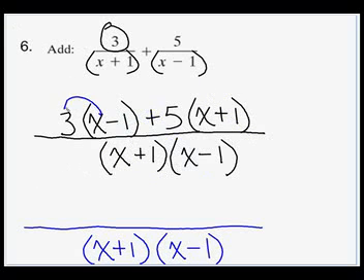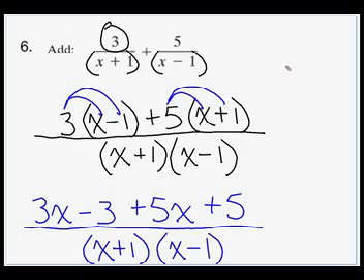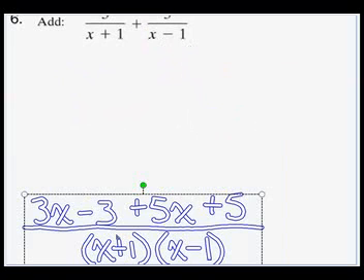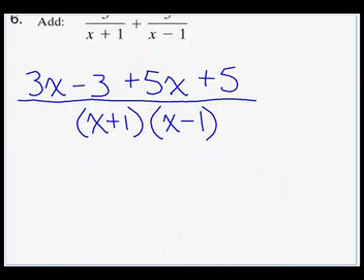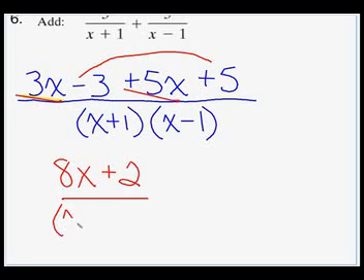So let's distribute the 3. That will become a 3x minus 3. And distribute the 5, 5x plus 5. And we can combine like terms and see if maybe we have the opportunity for another cancellation. 3x plus 5x is 8x. Minus 3 plus 5, or 5 minus 3, is positive 2. And then we have our x plus 1, x minus 1.